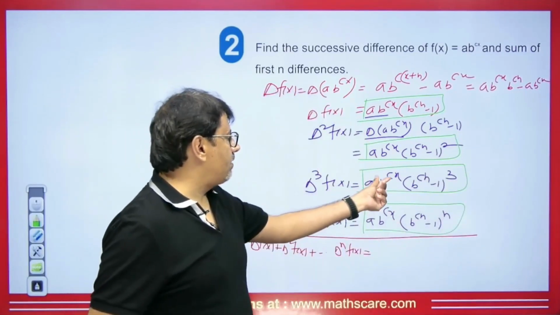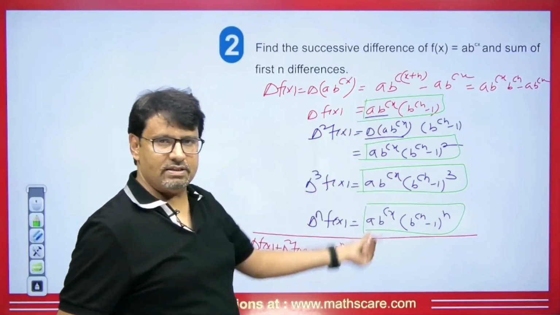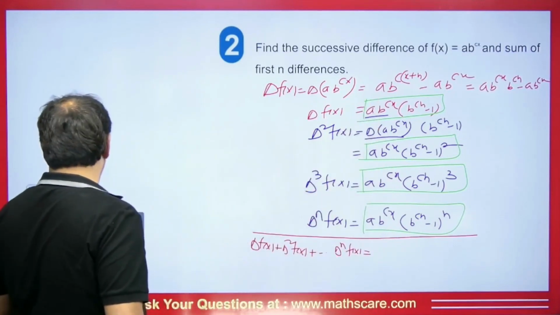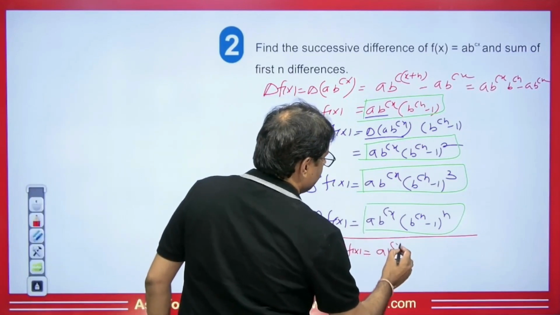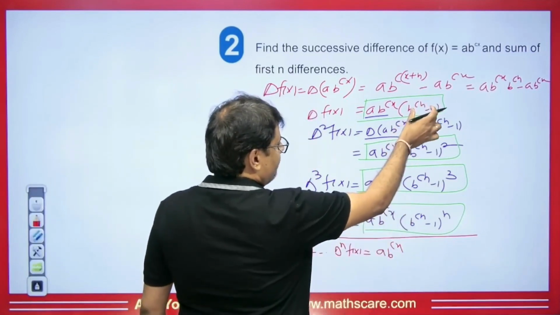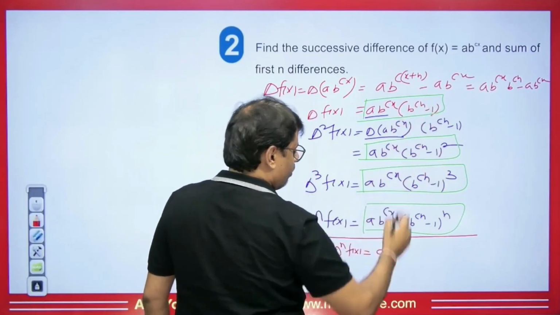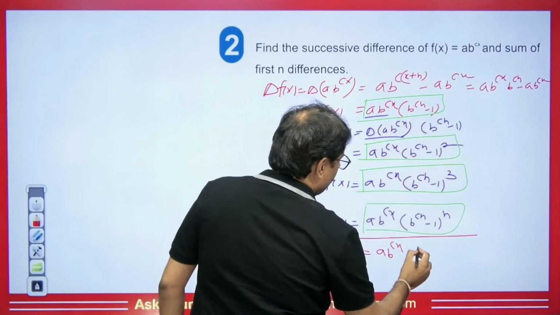So here we have AB^(Cx), AB^(Cx), AB^(Cx), all are common. So take out the common. Here we have AB^(Cx) times (1 + B^(Ch) - 1). This is coming here and also here. This is also here, so this will be common. This will be B^(Ch) - 1.